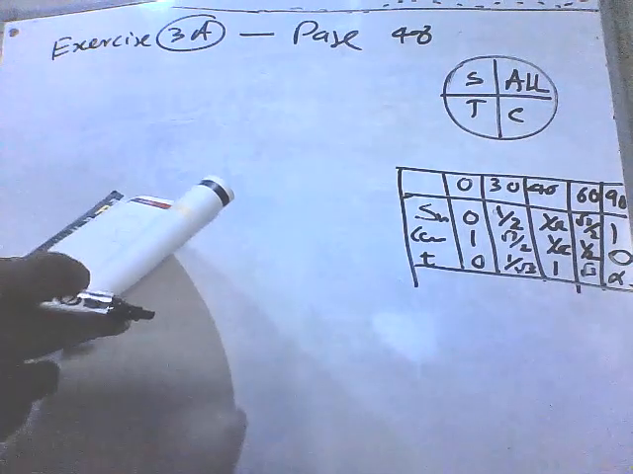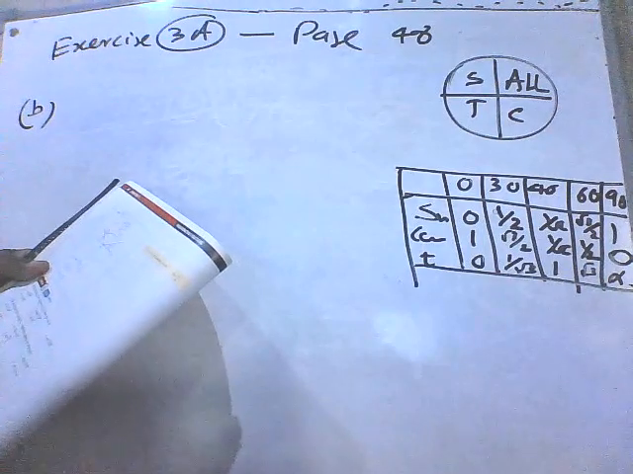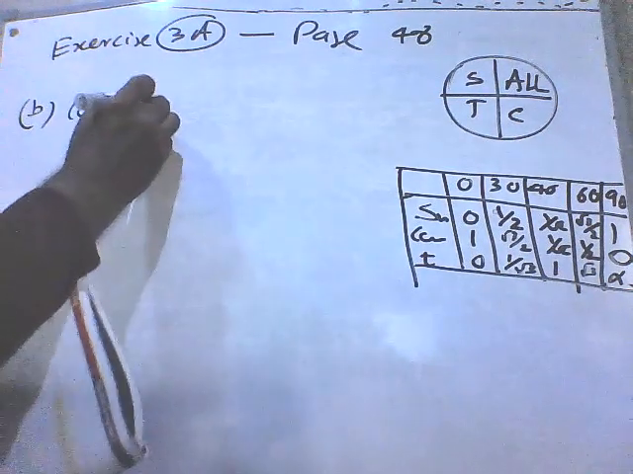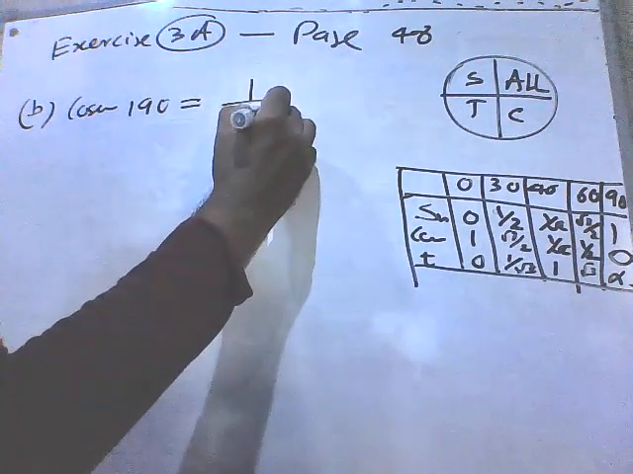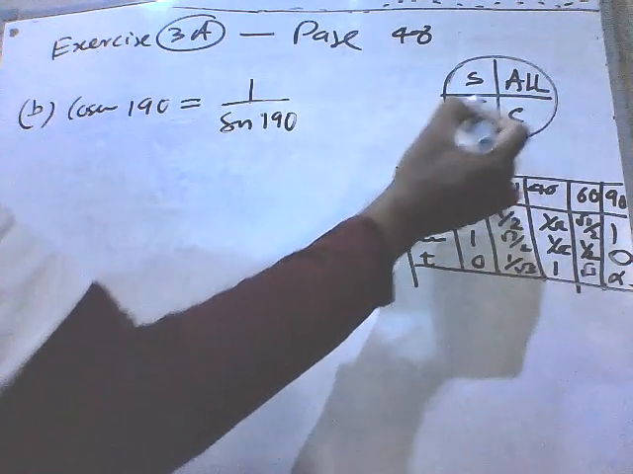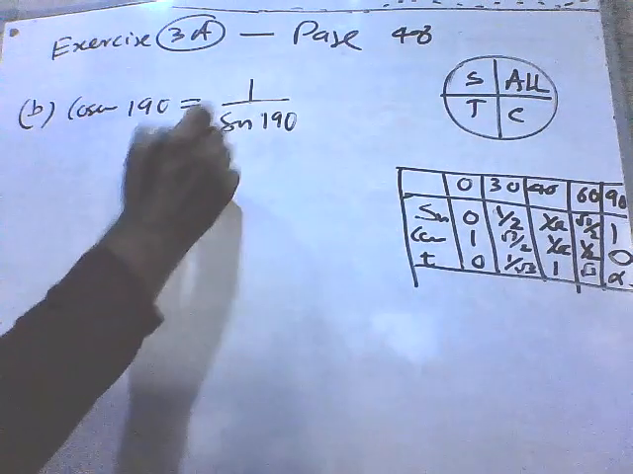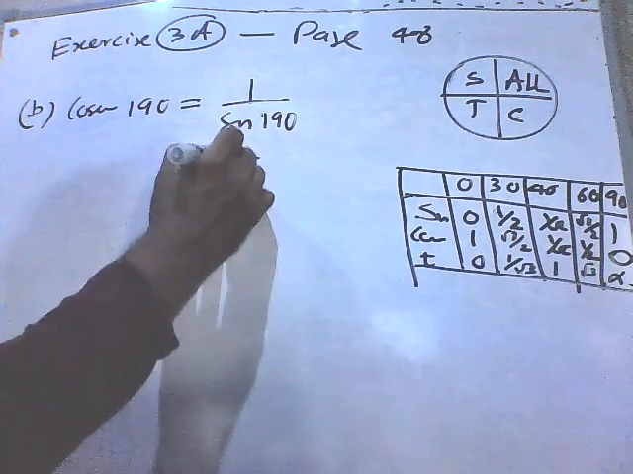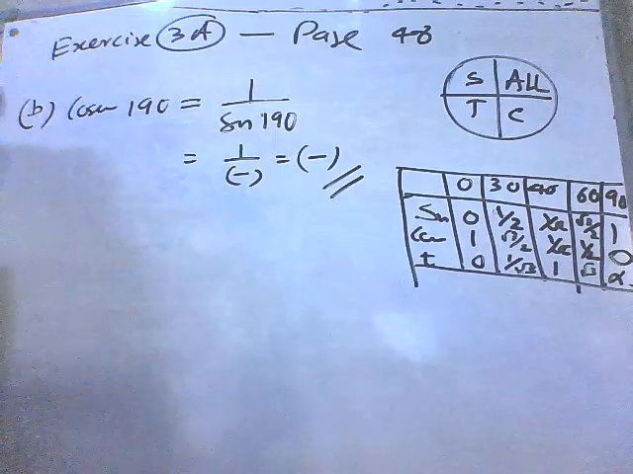Now I'll do part B. They are asking for the sign of cosec 190, right? Cosec 190. So actually this is equal to 1 over sine 190. So 190 means 180 and another 10. So only tan is positive, sine is negative. So therefore you can write this is equal to 1 over a negative. So then you can write it is a negative answer, like this, right?